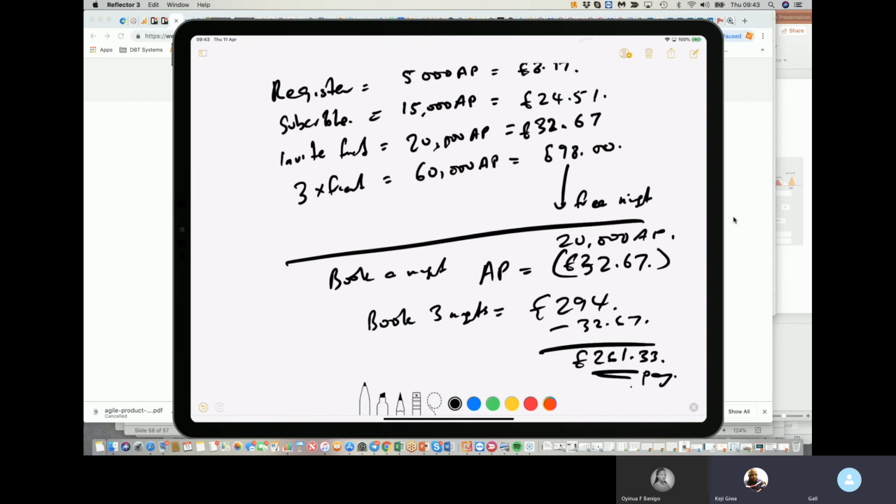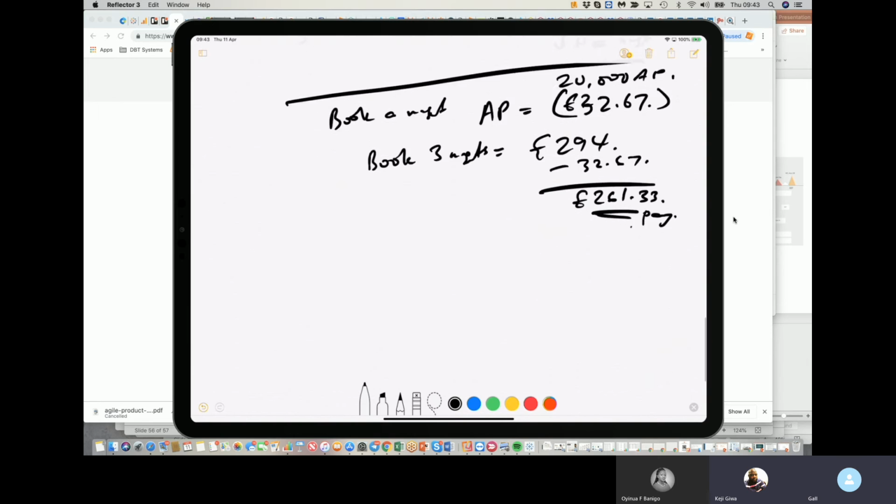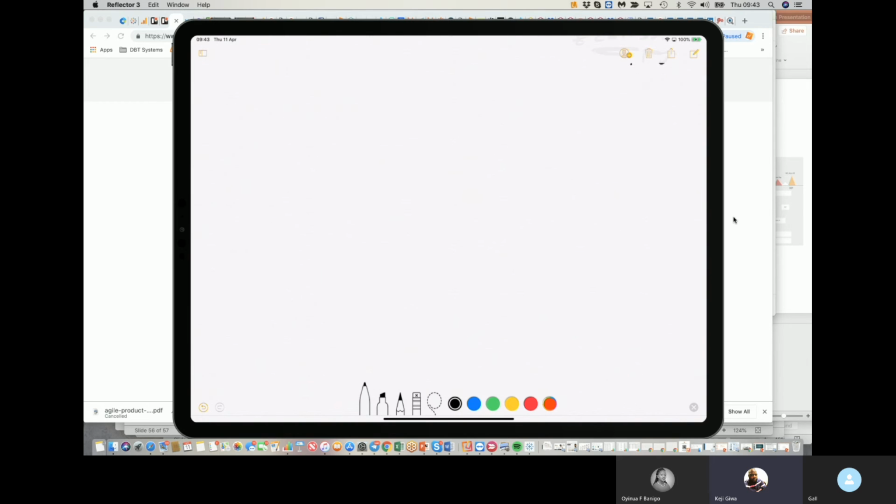But when you convert to cash, how will you give the user money? Okay, so what happens is this. So 3 free nights, I have 60,000 points, which equals £98. Now I want my £98. So what happens is that you must book. Once you book, remember that they will be able to give us.